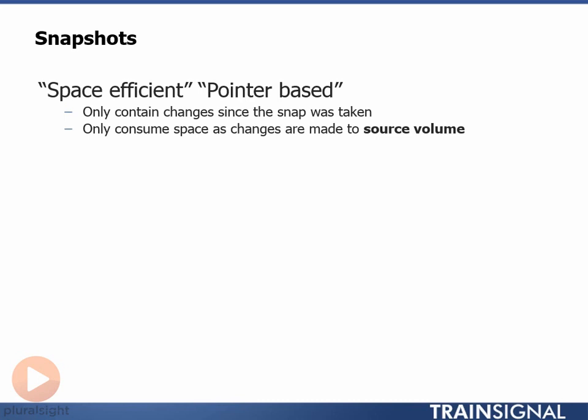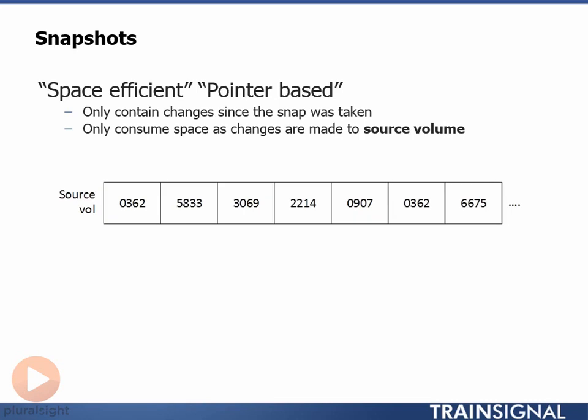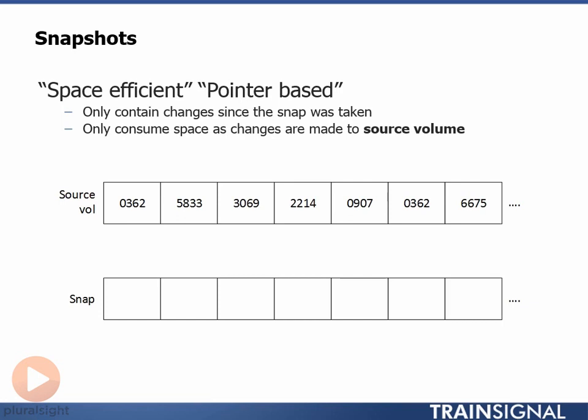Let's start out with our source volume, and we represent this as a series of blocks, sometimes called extents when used in the context of snapshots. In our example, we can see 7 blocks or 7 extents, each with data in them. Now let's take a snapshot of this volume. As we can see, the extents that comprise the snapshot are empty. They don't contain any data. What they do contain, though, is pointers. Pointers back to the extents that make up the source volume.